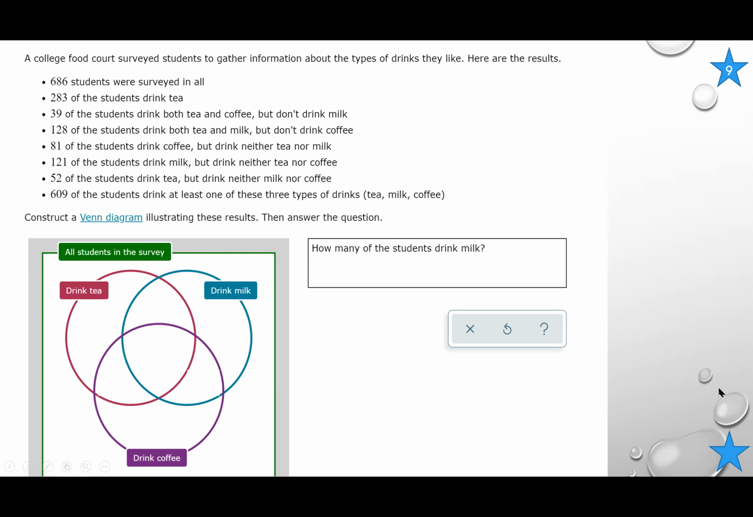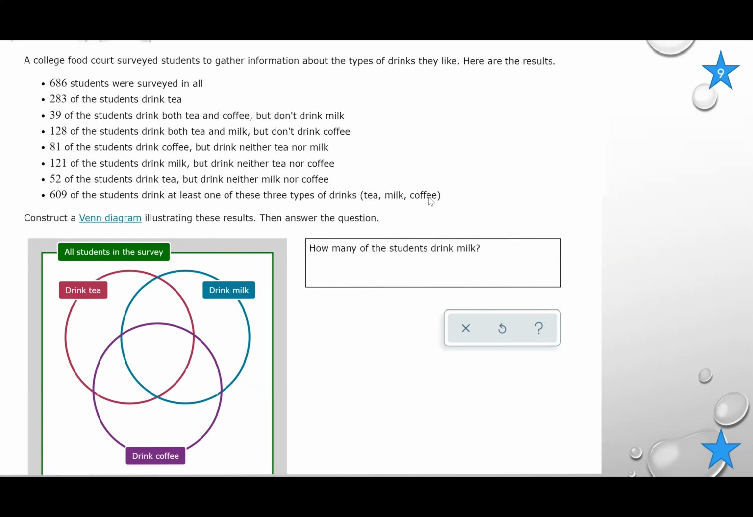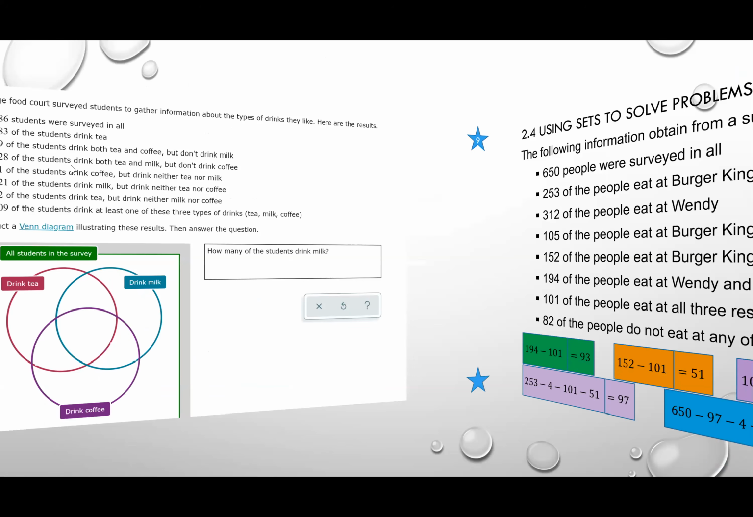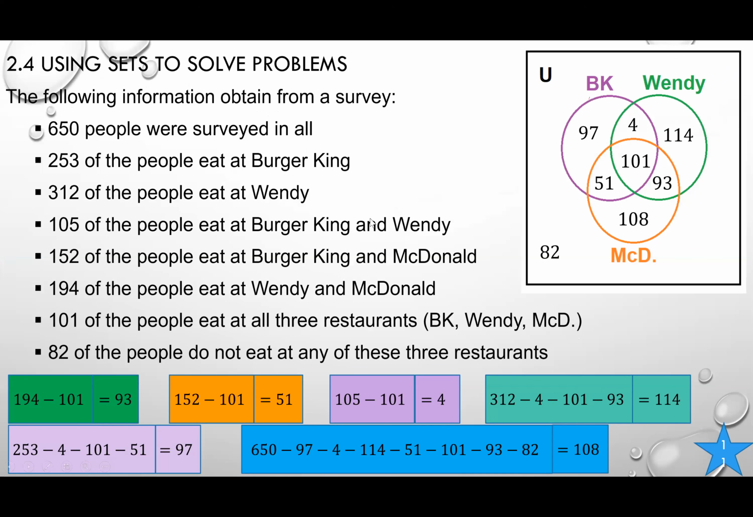So if you remember this question, the information they give you is the total people in Burger King, the total people in Wendy's, the total people of Wendy's and Burger King, and so on, right?